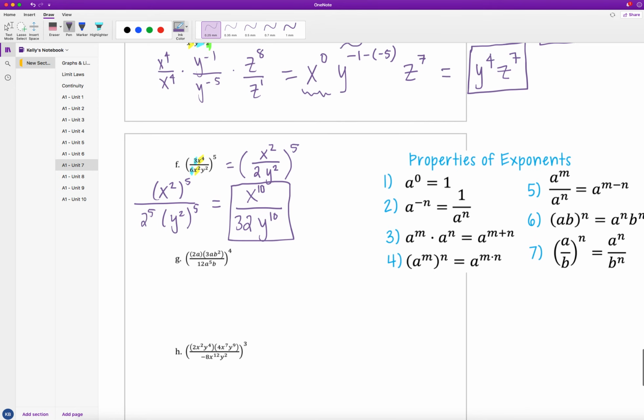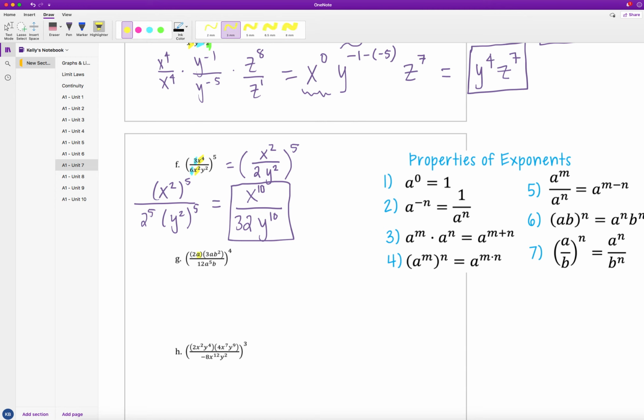Okay, let's look at example G. So in example G, we have quite a bit going on, but it's actually really similar to example F, and here's why. Again, anytime I have a bunch of stuff inside the parentheses, I want to simplify that as much as I can before I deal with the outside exponent, because in the end, it's going to make my life easier. So let's figure out how many pieces we can group together on the inside.